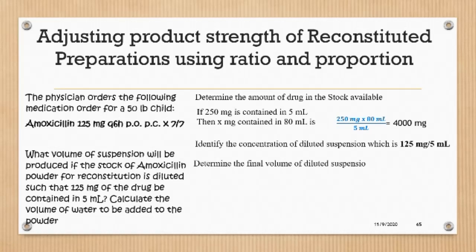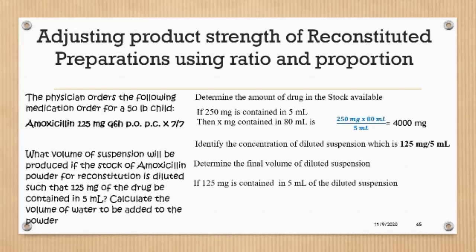So now we have all the information to determine the final volume of the diluted suspension. We're going to use the diluted suspension's concentration. If 125 milligrams of the drug is contained in every 5 mL of the diluted suspension, that is what the doctor wants. He wants the dose of 125 milligrams to be in every 5 mL.